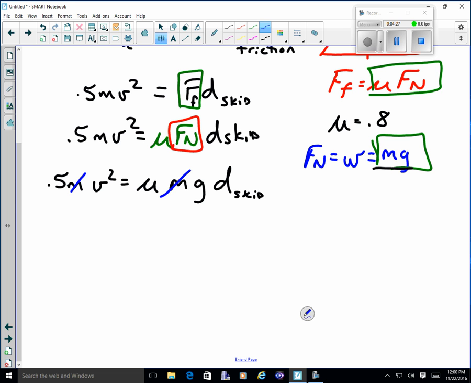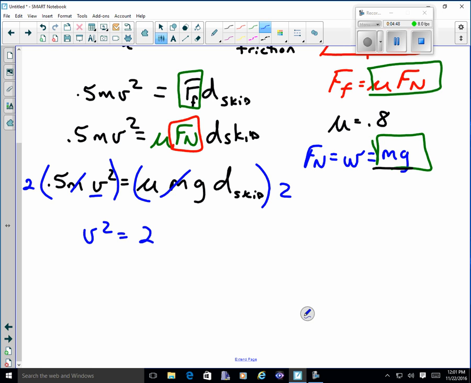So what do you got to do to both sides, Laura? I'm going to divide by 0.5. Well, dividing by 0.5 is the same thing as multiplying by 2. So I'm going to multiply this side by 2, and I'm going to multiply this side by 2. And so that gives you v squared equals 2 times mu g d.